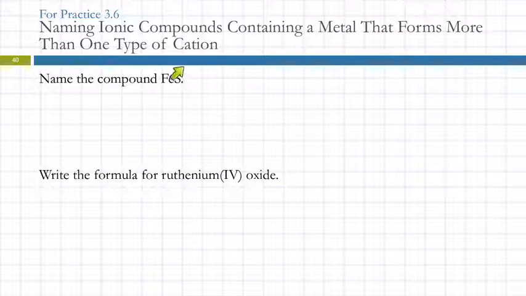Name this compound. I think we should call him Fester. That'd be good. That's Fester. And then write the formula. No, let's actually name him.